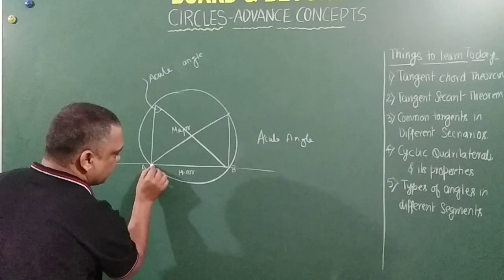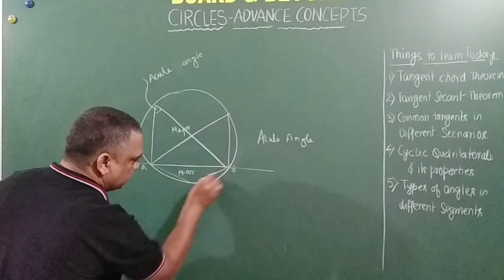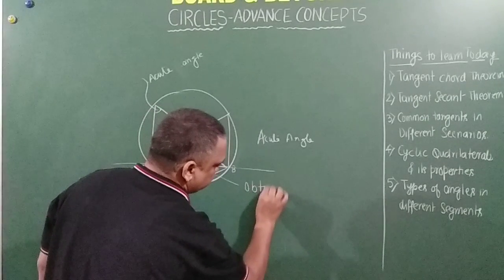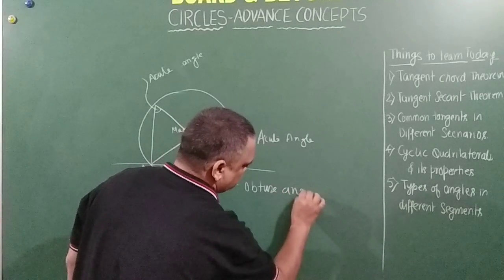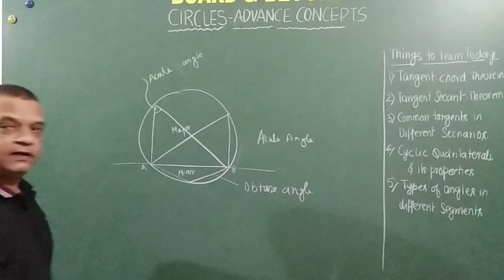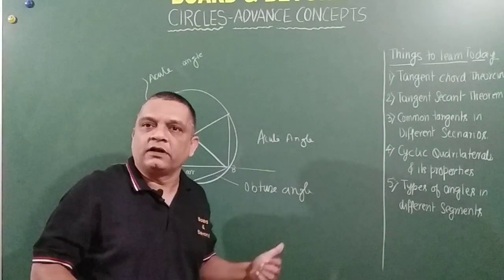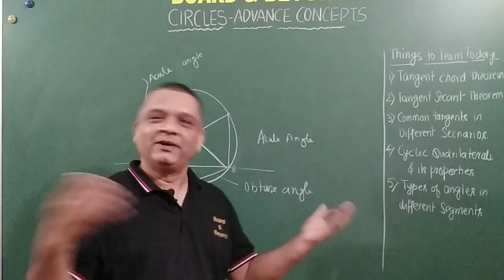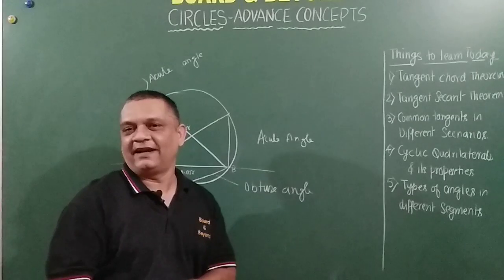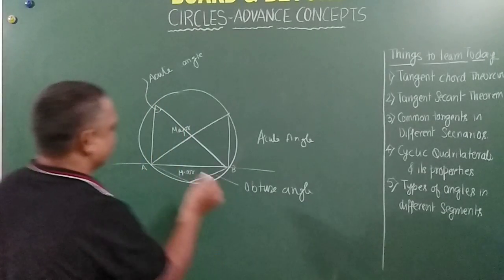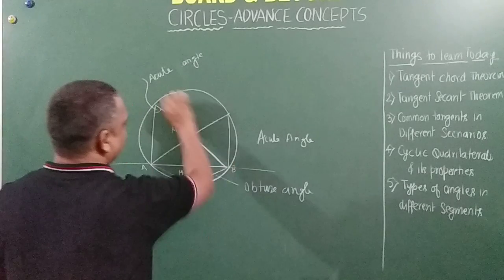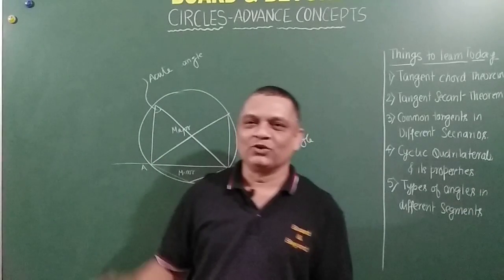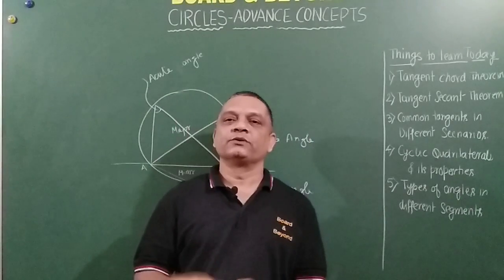And the angle in the minor segment, that is this, will always be an obtuse angle. Right? And if this chord is the diameter, then the angle will be 90 degrees. We all know that, right? So if it passes through the diameter, then it will subtend 90 degrees on both the sides. Right? Okay.